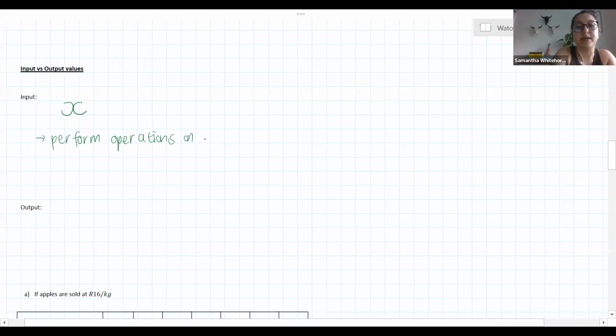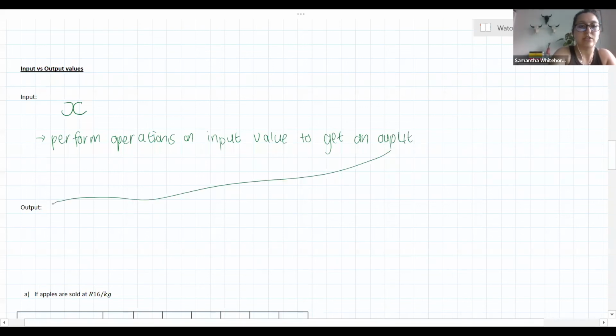Now, when I say operations, I'm talking about addition, subtraction, multiplication, and division. Right, perform operations on the input value to get the output. Now, this output that we're talking about relates to this variable over here, and this output is represented with a y. So the output is essentially the answer we get when performing the operations on the input.